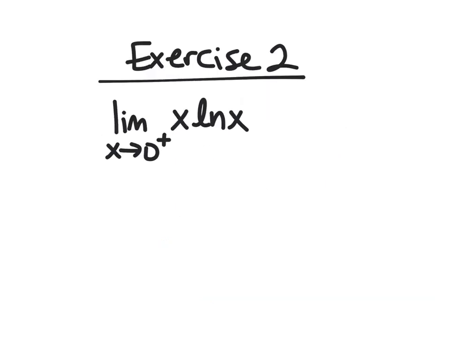All right, and for your second exercise, I want you to look at the limit as x approaches 0 from the right of x times the natural log of x. And it's just 0 from the right because ln is not defined for x less than or equal to 0. So we kind of have to do this, but L'Hopital's rule and stuff works out just the same for one-sided limits.